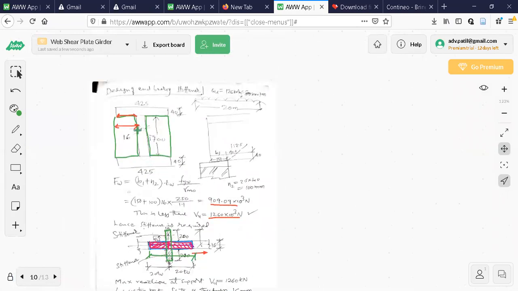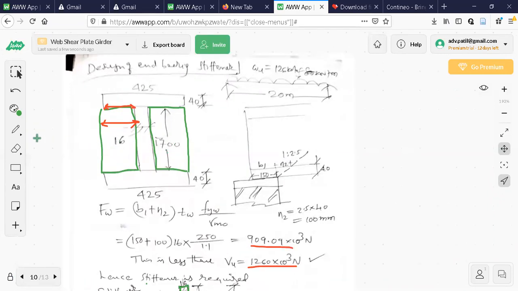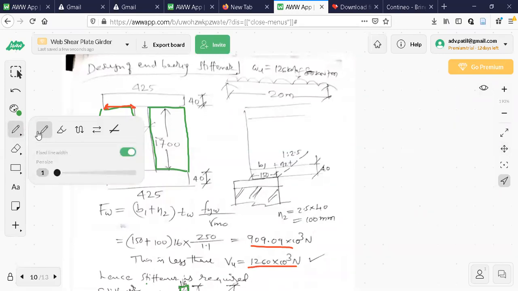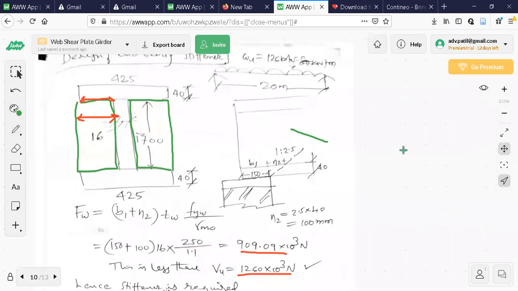It is here. See, I have drawn this figure. That is why 1700 is this. That is the height of the web. So effectively, what I am trying to do here, observe here.